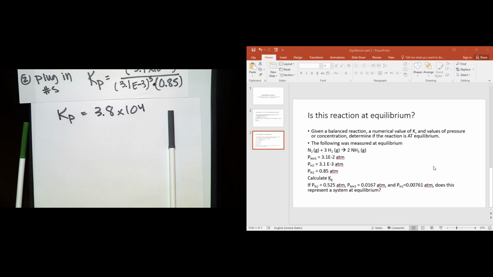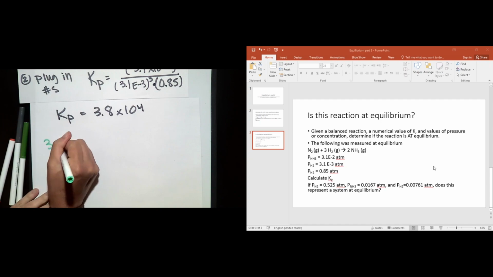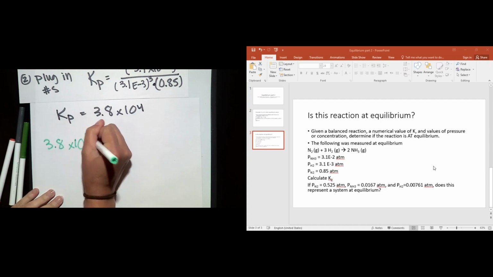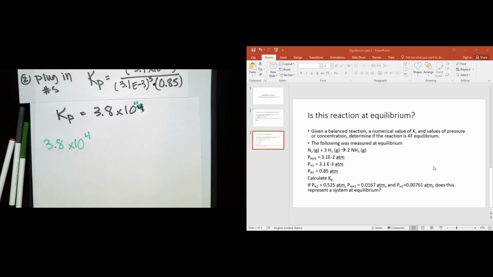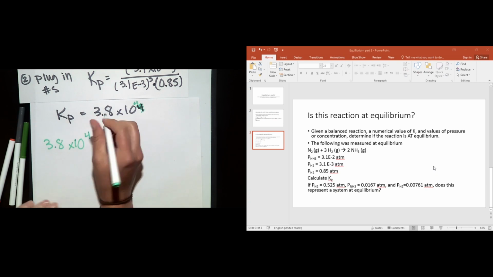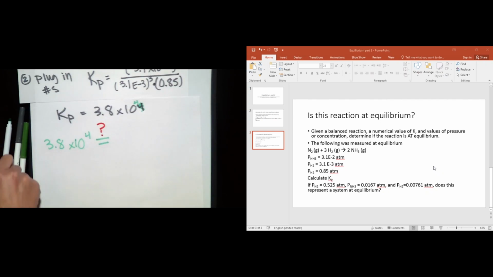So what we're going to do is determine 3.8 times 10 to the 4th. That didn't look like a superscript in my writing. Let me make that clear. It's 10 to the 4th, 3.8 times 10 to the 4th. That is the number of this ratio at equilibrium. So if it's not equal to that, it's not at equilibrium. So I'm just going to put an equal sign with a question mark over it.